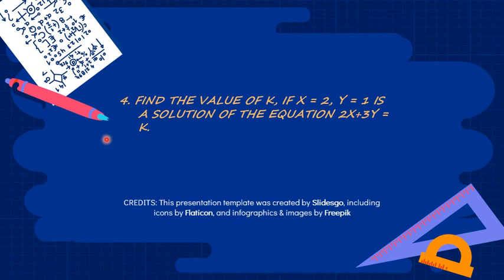Here the fourth question is: find the value of k if x is equal to 2, y is equal to 1 is a solution of the equation 2x plus 3y is equal to k. Here we have to find the value of k. They give the value of x as 2 and y as 1. It is easy to find.